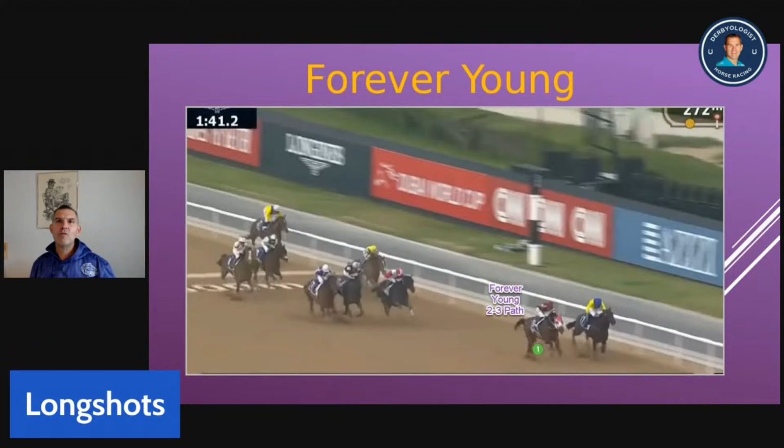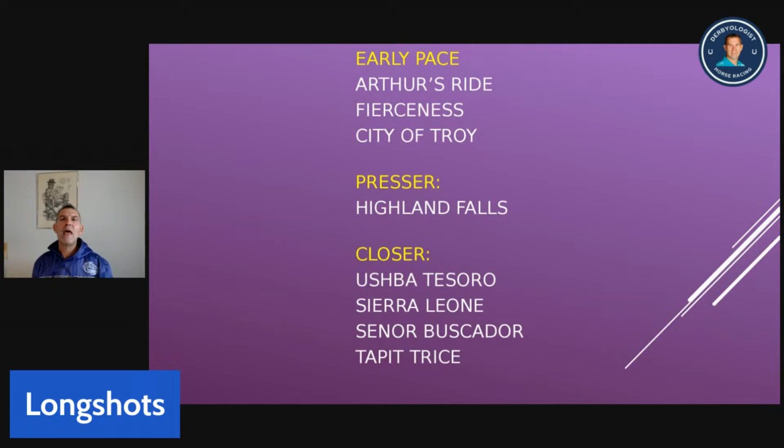I think Sierra Leone finally gets a full field and a lot of pace to run at in this race. So I think he could be in the exacta or trifecta. The way I see it with my pace analysis, I've got early pace: Arthur's Ride, Fierceness, and City of Troy. I've got Oppressor, Highland Falls, and Mabley, Forever Young. And then the closers are Ushba Tesoro, Sierra Leone, Senior Buscador, and Tapit Trice as probably the deeper closers.